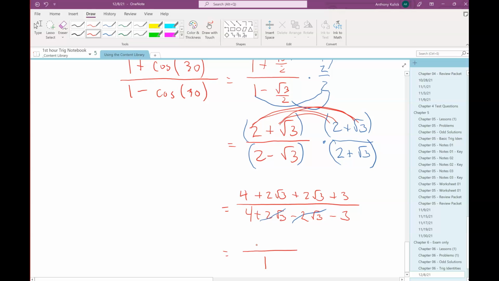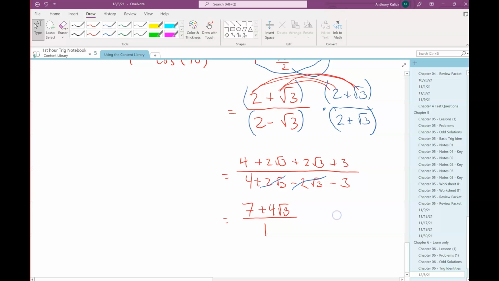In the numerator, 4 plus 3 is 7, and then 2 root 3 plus another 2 root 3. We just add the coefficients and keep the radical part the same. So really, we could just write this as 7 plus 4 root 3. How's that feel? Okay so far?